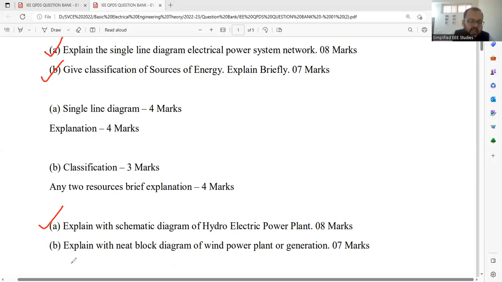Another one is, explain the neat block diagram of wind power plant or wind generation. You have to mention the wind turbine and turbine blade, then the turbine blade is coupled with the power electronic interface, then the output of the power electronic interface is connected to the generator, especially an induction generator or PMSG, permanent magnet synchronous generator. If you explain in brief, you'll be getting full score.